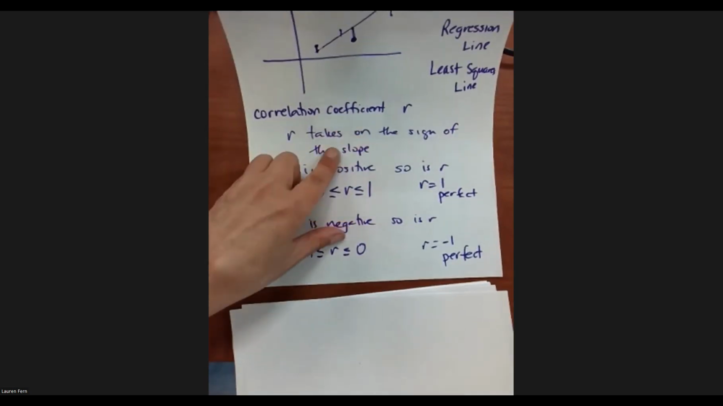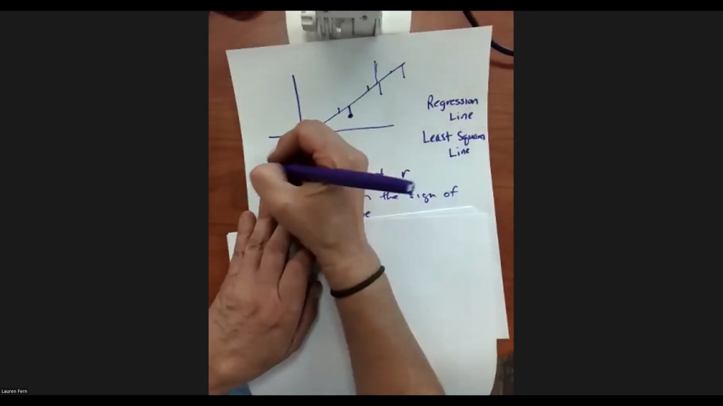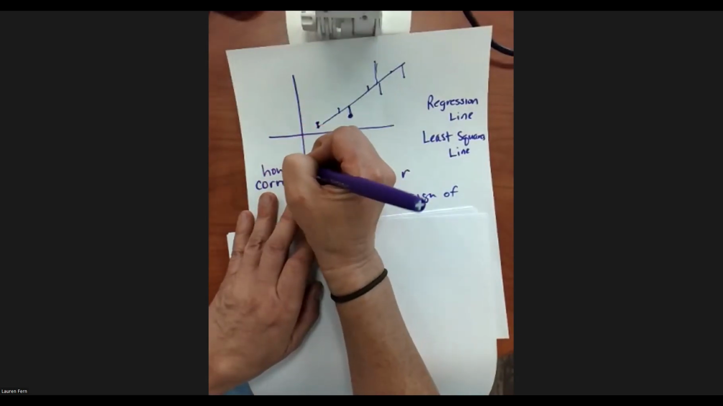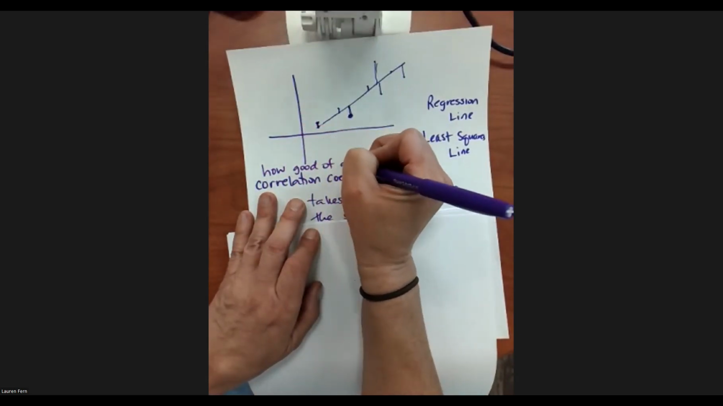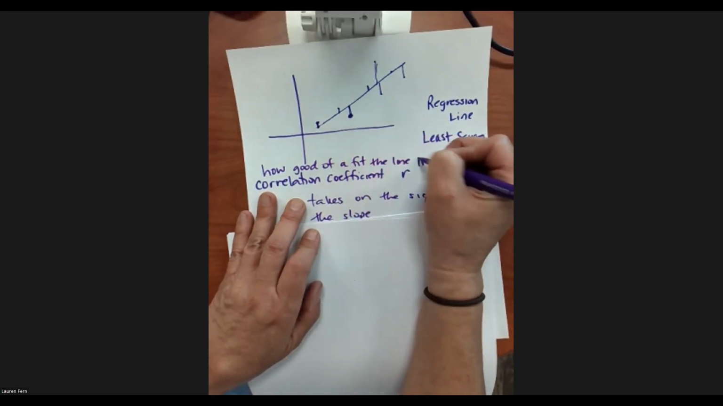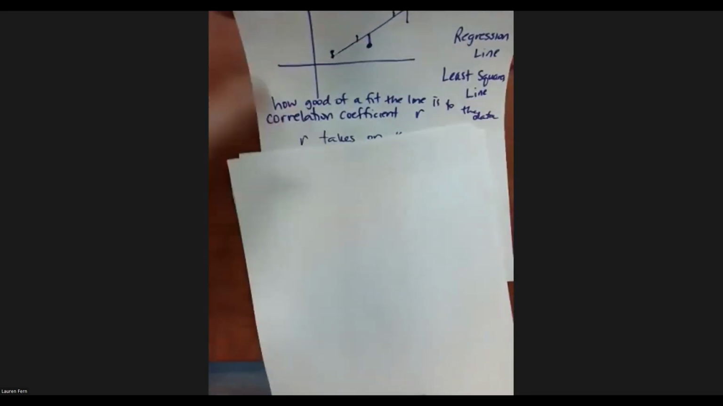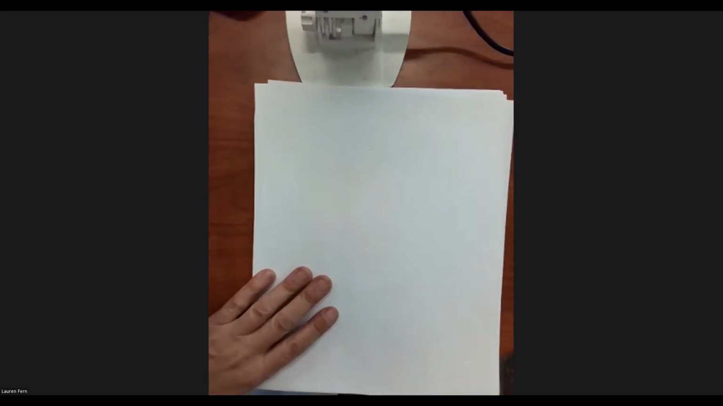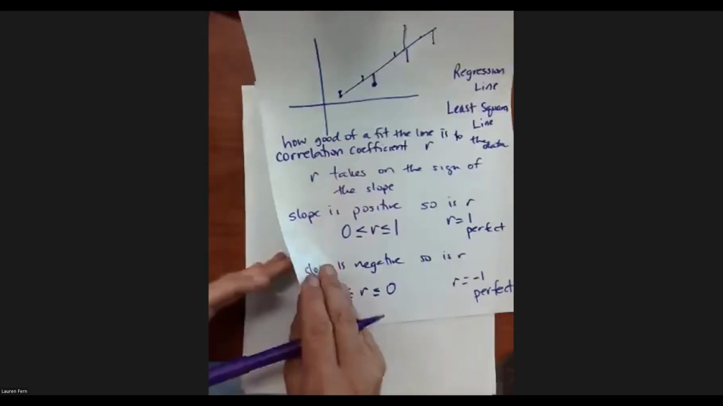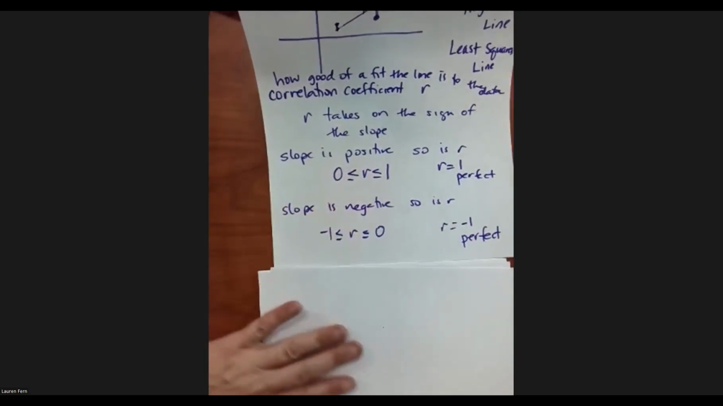R is called our correlation coefficient. That measures how good of a fit the line is to the data. And you don't want me to write out the formula for that. And I don't mean to tell you what you want and don't want. Heck yeah. So what I want to do is actually give you some specifics here.